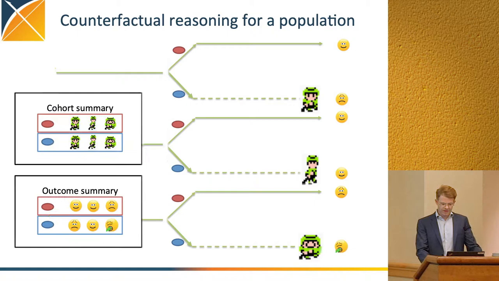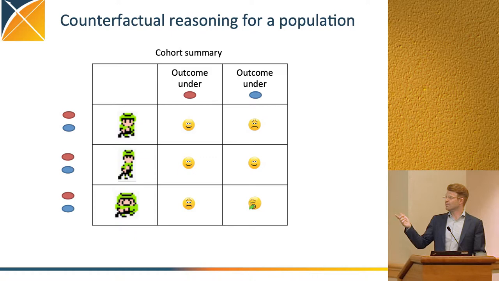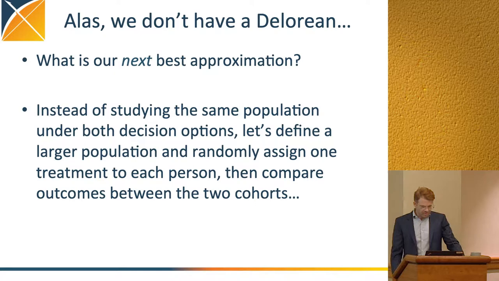You would be able to say, this medium hockey player, when given both the pills in these counterfactual situations, their outcome under the red pill is happy and under the blue pill is sad. And same with this skinny guy in the middle, you know what the outcome would be in this hypothetical situation. You know what their outcome would be in both situations. But you know, this is not possible because we don't have the DeLorean.